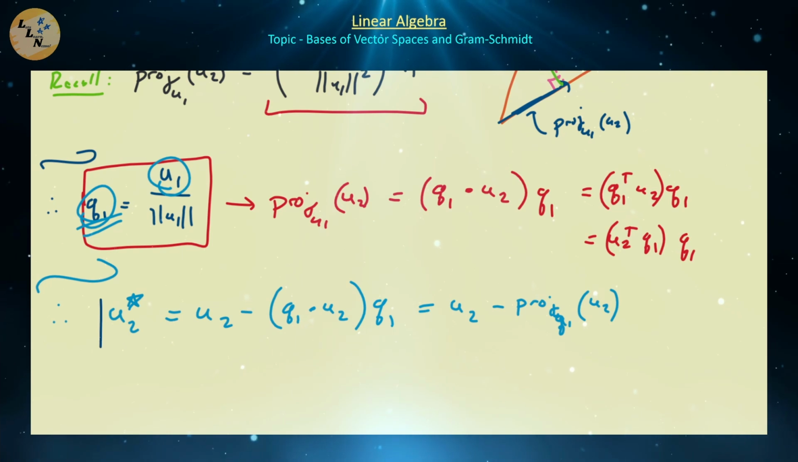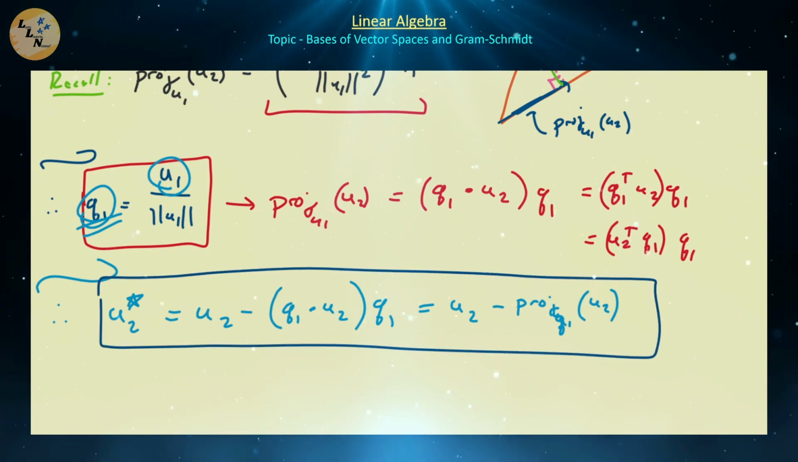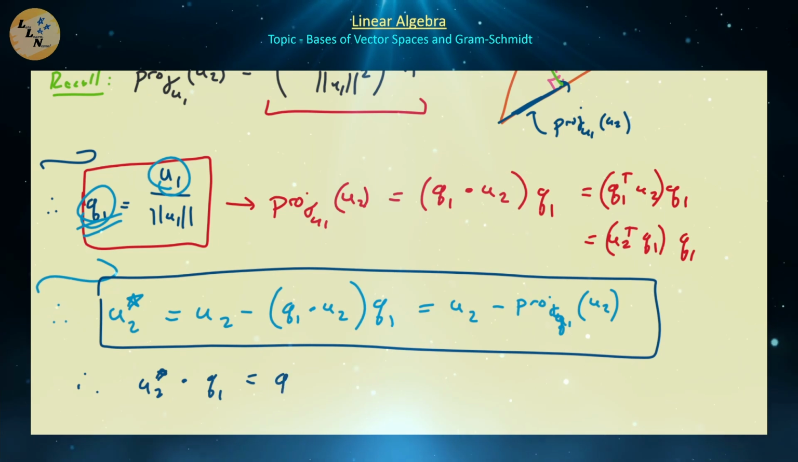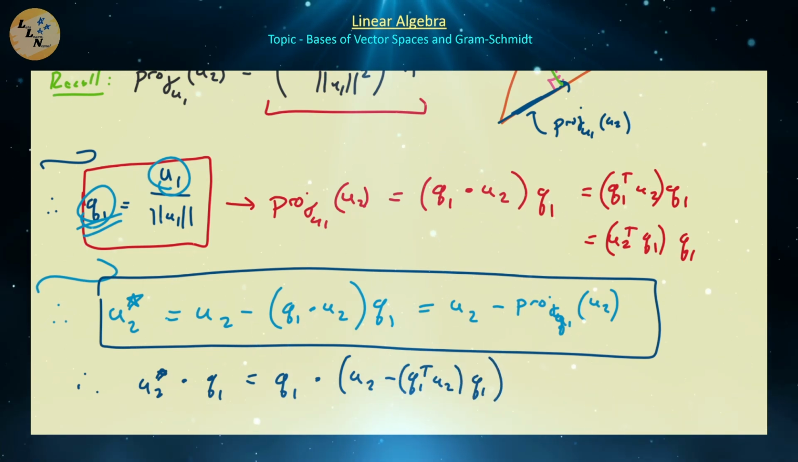So one should be able to prove from this definition that u2 star dot product with q1, which is of course the same as q1 dot product with u2 minus q1 transpose u2 times q1. So that's a vector, that's a scalar, that's a vector.